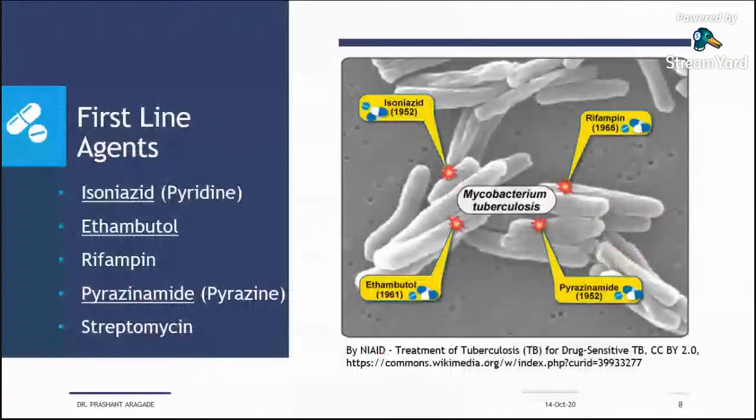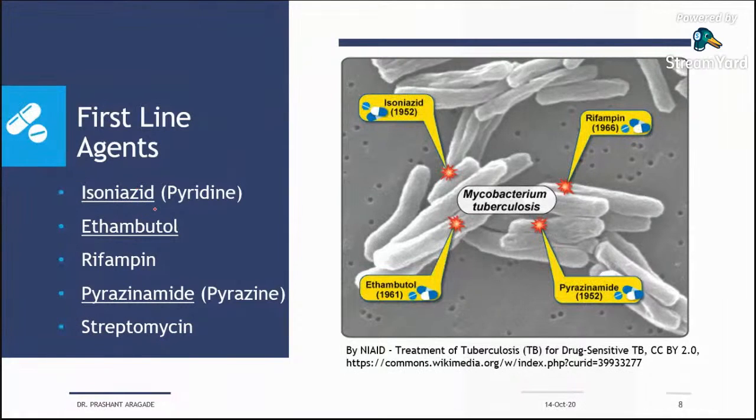So first line agents: the first drug is Isoniazid, which was discovered in 1952. Second drug is Ethambutol, discovered in 1961. Then rifampin, which is also called rifampicin. In some books you will find rifampin named as rifampicin. Rifampinलाच rifampicin असं म्हणतात. Then pyrazinamide, which was discovered in 1952 along with isoniazid. Streptomycin is an antibiotic which is also useful for the treatment of tuberculosis. So these 5 drugs are grouped in first line agents.